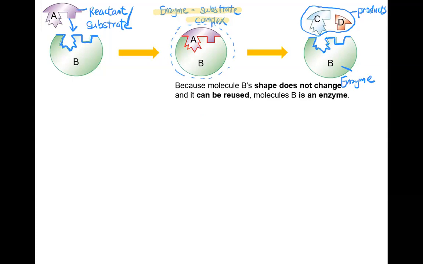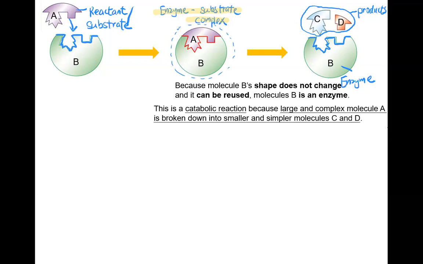And in this reaction, we can find out that, okay, this is a catabolic reaction, or we call it catabolism. Because the large and complex molecule A is broken down into smaller and simpler molecules C and D. Okay?